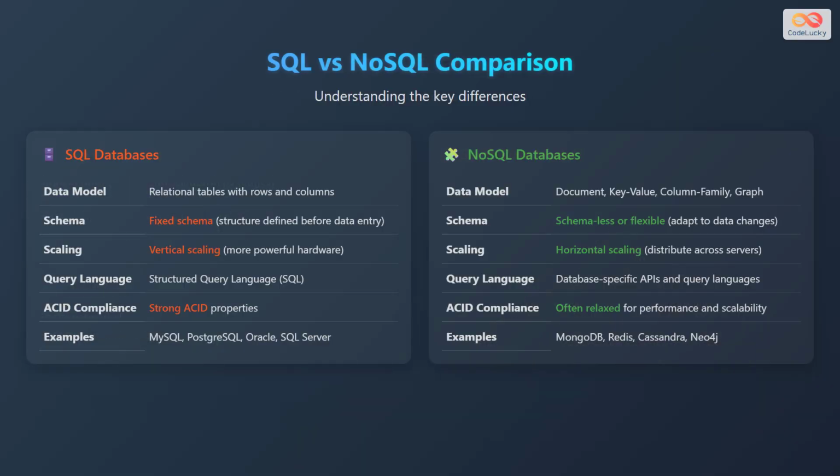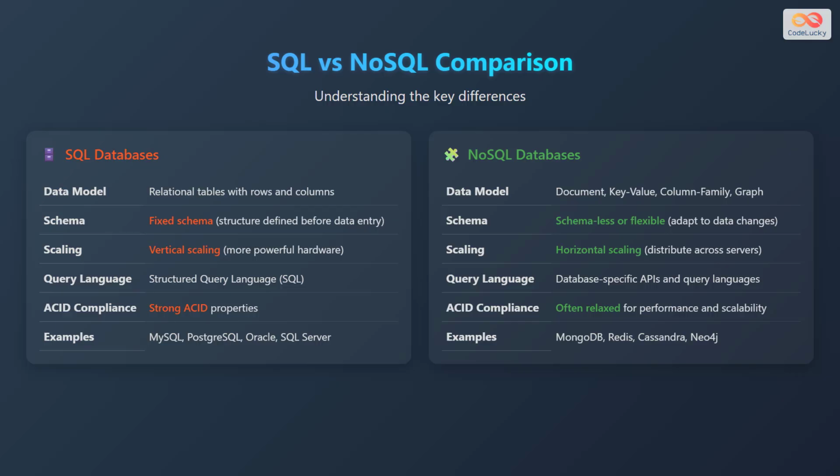Let's compare SQL and NoSQL databases to understand the key differences. SQL databases use relational tables with rows and columns for their data model. They have a fixed schema, meaning the structure is defined before data entry. They typically scale vertically, requiring more powerful hardware. SQL databases use structured query language, or SQL, for querying data. They have strong atomicity, consistency, isolation, and durability, often called ACID compliance.